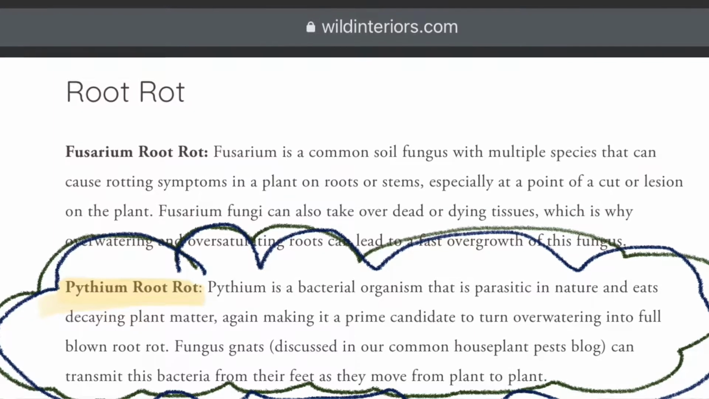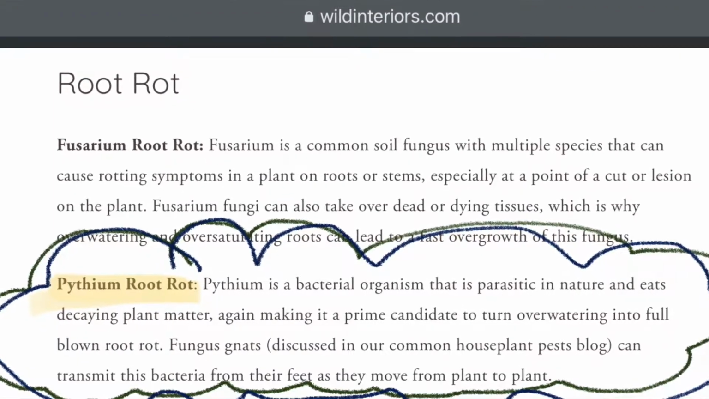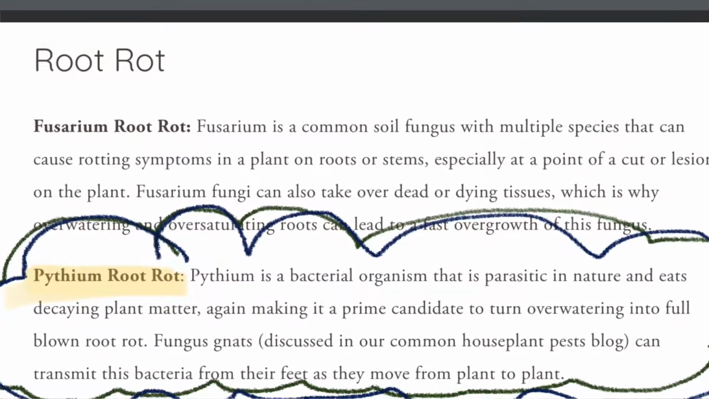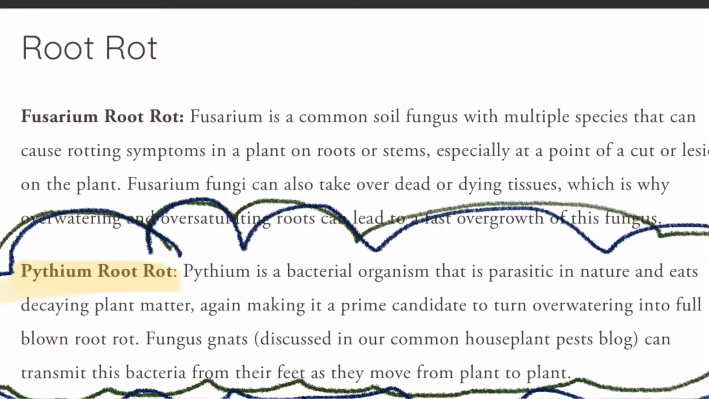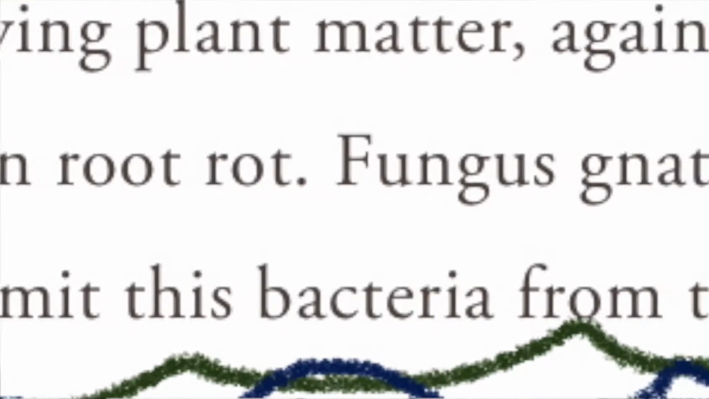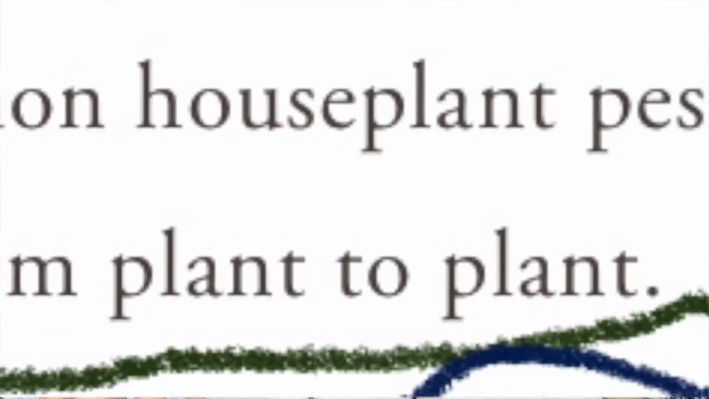The other one is Pythium root rot. Pythium is a bacterial organism that is parasitic in nature and feeds on decaying plant matter, again making it a prime candidate to turn overwatering into full-blown root rot. Fungus gnats, I have fungus gnats, can transmit this bacteria from their feet as they move from plant to plant.